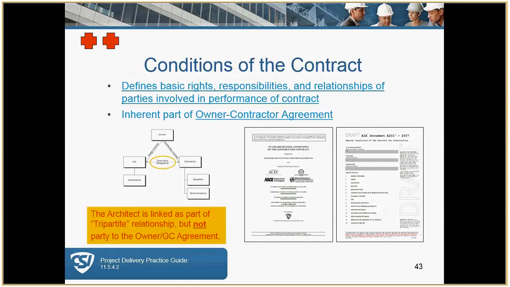Again, here's our famous tri-party agreement in the relationship. And keep in mind the conditions of the contract form a bridge between the three parties and define the rights, responsibilities, and relationships of these parties. As a reminder, the owner and the contractor are parties to the construction contract. The owner and the architect have their own separate contract. And if you're going to be using the family of documents, there's a good link between them.